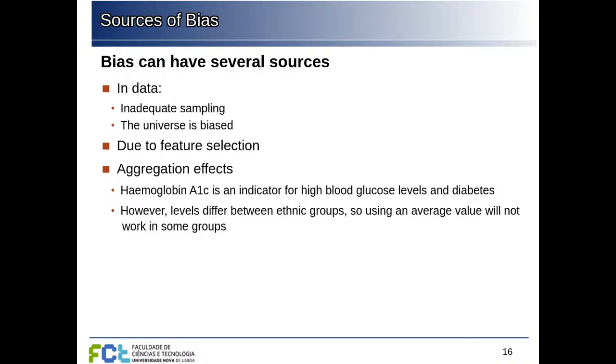However, when we look at this in more detail, we see that different ethnic groups have different baseline levels of this kind of hemoglobin. So if we use an aggregate level for all the subjects, then we get unfair results because the same level will work fine for some ethnic groups, but it will not work for other ethnic groups. So we must disaggregate these groups and end up treating them differently, set different thresholds in order for the result to be fair and not depend on the ethnic group the patient belongs to.